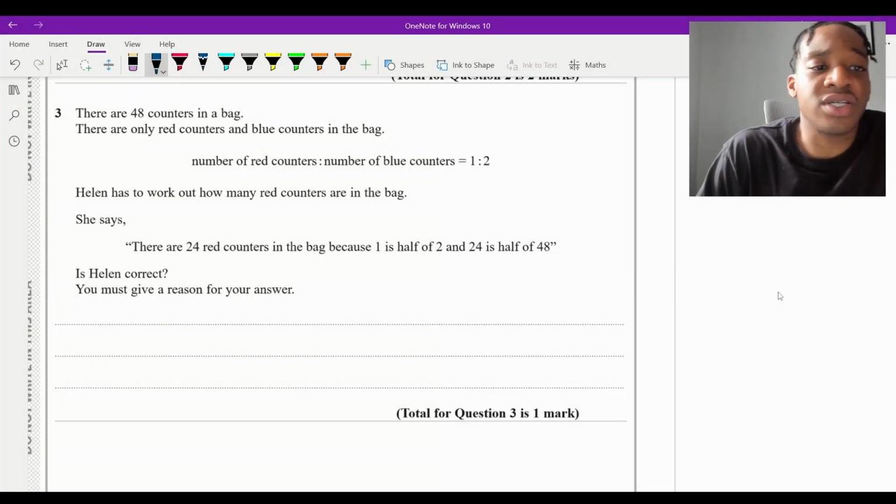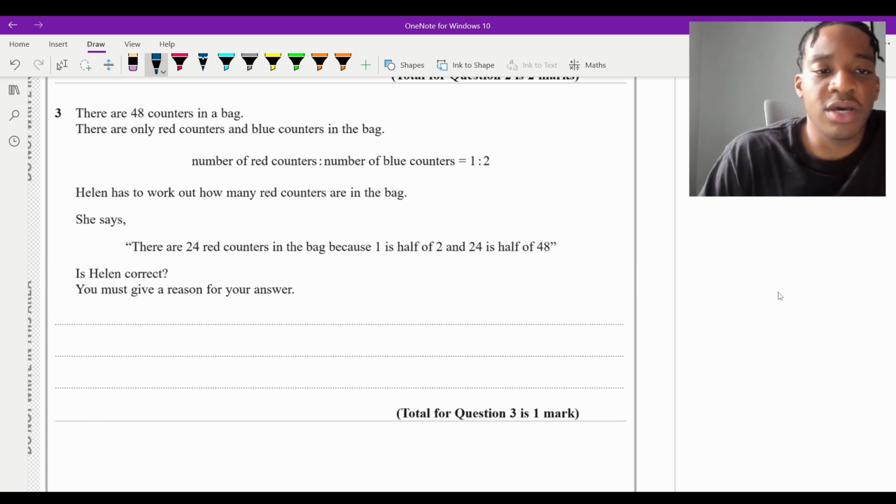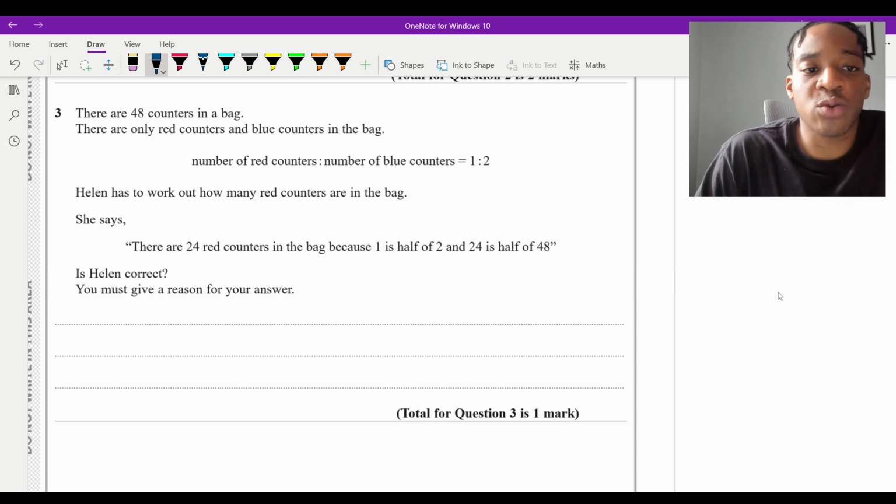Okay, so question 3 says there are 48 counters in a bag. There are only red counters and blue counters in the bag. The number of red counters to the number of blue counters is in the ratio 1 to 2. Helen has to work out how many red counters are in the bag. She says there are 24 red counters in the bag because 1 is half of 2 and 24 is half of 48. Is Helen correct? You must give a reason for your answer. So it's only 1 mark.